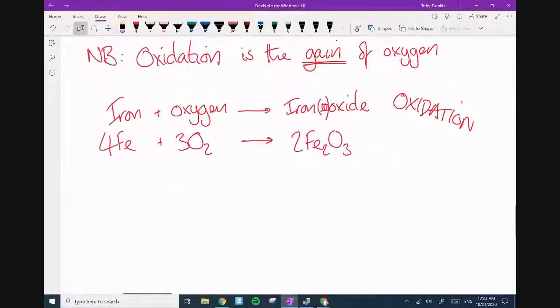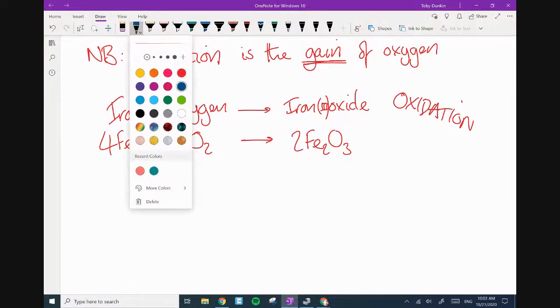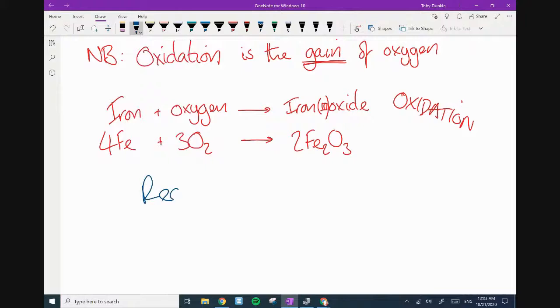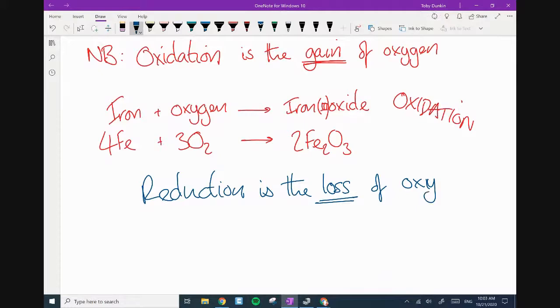So what does reduction mean? I'm going to change my color here. Please do the same. Reduction is the loss of oxygen. Underline the loss of oxygen. Let's look at what that looks like.